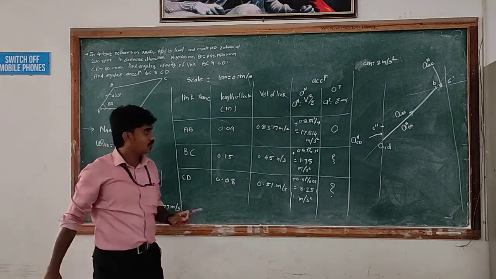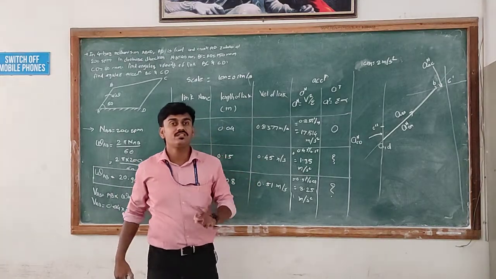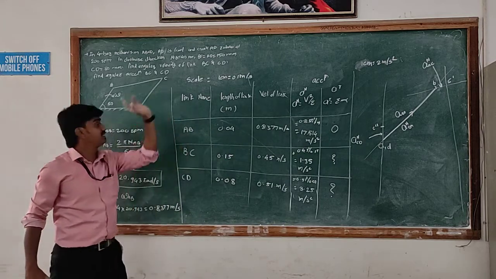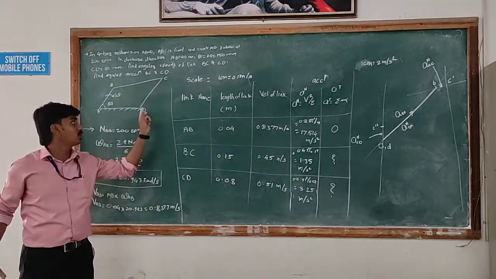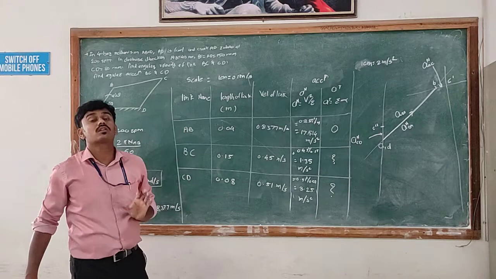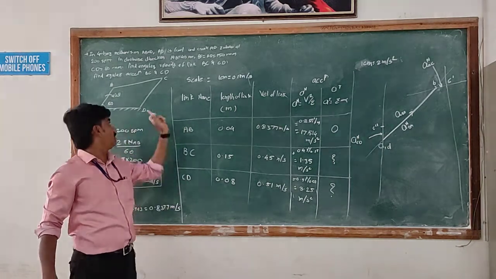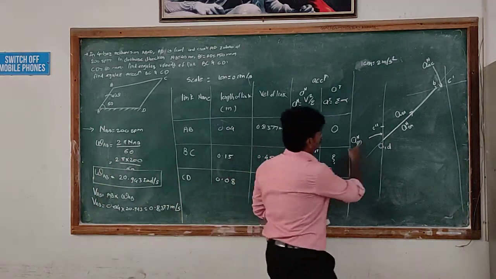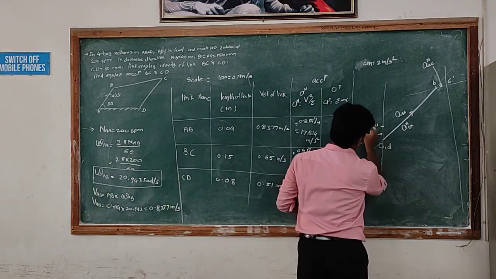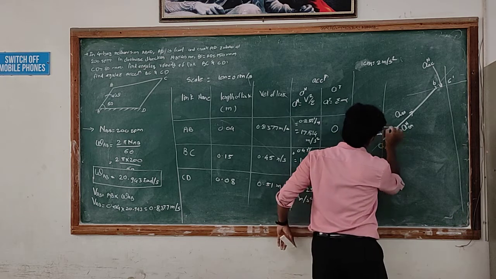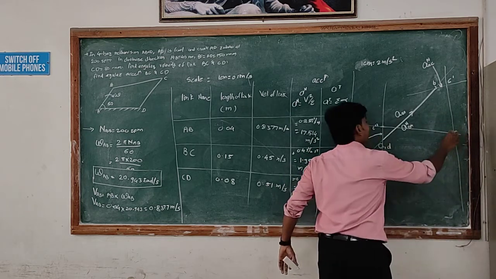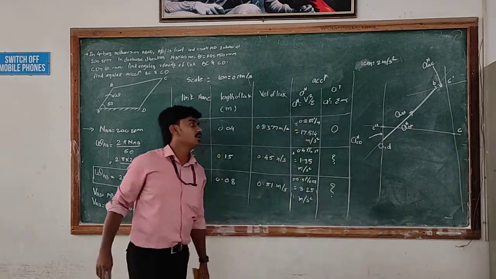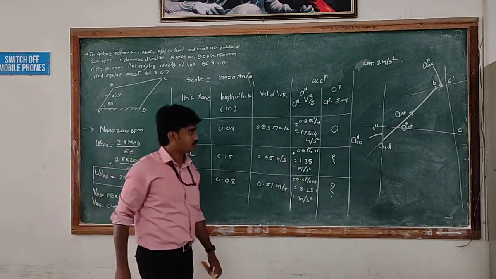Now draw a line which is passing through C double dash and perpendicular to CD. Why perpendicular to CD? Because the tangential component of acceleration is always perpendicular to the link. So we will draw a line passing through C double dash and perpendicular to it, and where this line meets, we will get the point C.